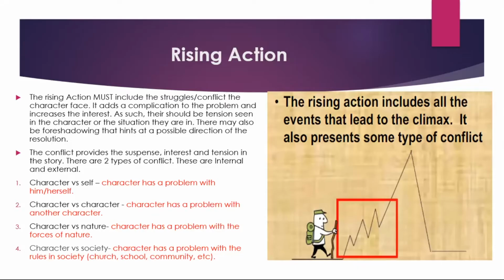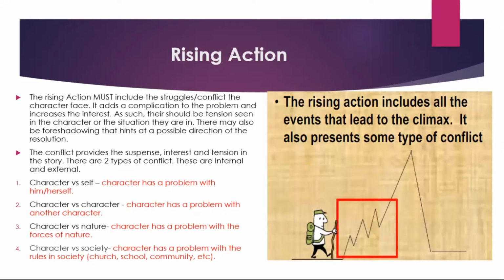Now, if you look over on the side where you see that little man trying to climb the mountain, you would know that in your rising action, it is not expected to be smooth sailing. So we are expected to see the conflict that the character faces grow. Before you are able to fully develop your conflict, you must understand the different types of conflict that exist. One, there is character versus self, in the sense that the character has a problem with herself.